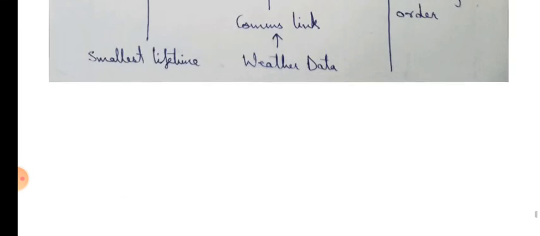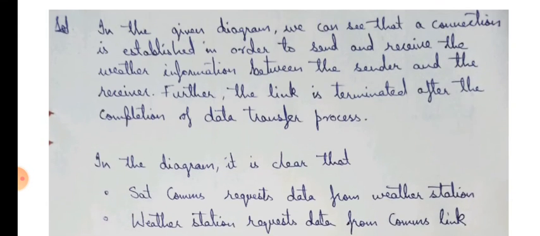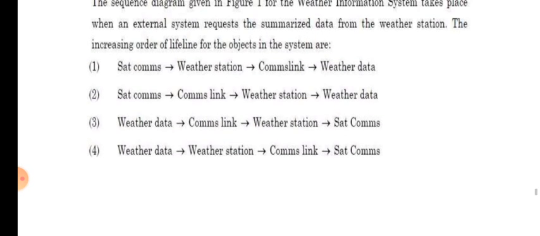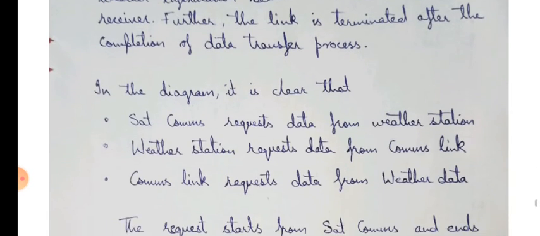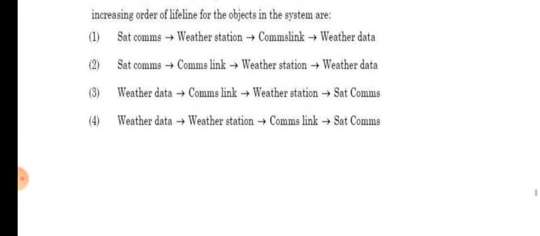But in the NET exam, the marks were given to all the candidates because it is a confusing type of question and there was no correct answer for this. But the most appropriate answer seems option C, that is weather data, communication link, weather station, and then satellite comms.